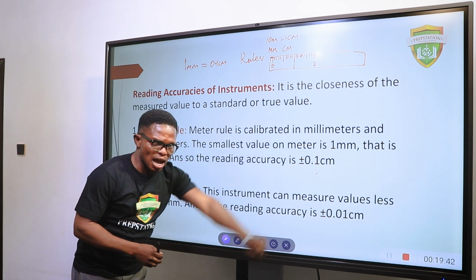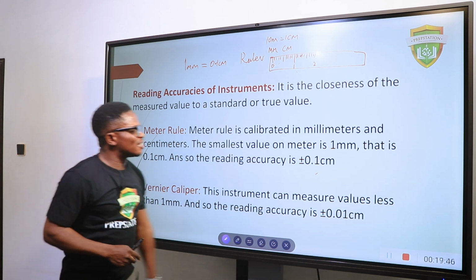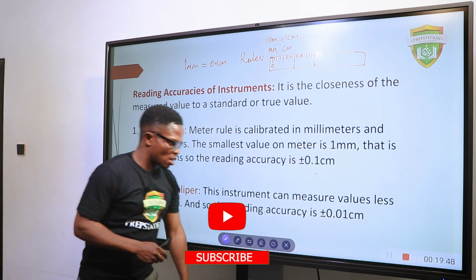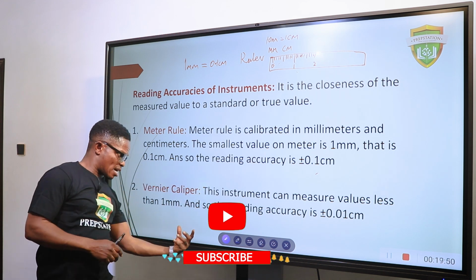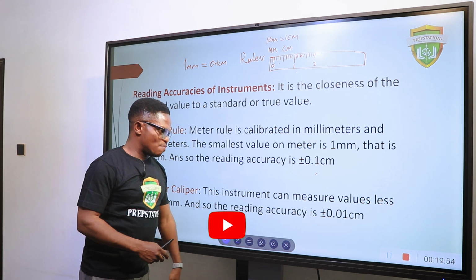And then the reading accuracy of the vernier caliper is 0.01 centimeter. So what that means is that the vernier caliper can measure a value smaller than the meter rule.